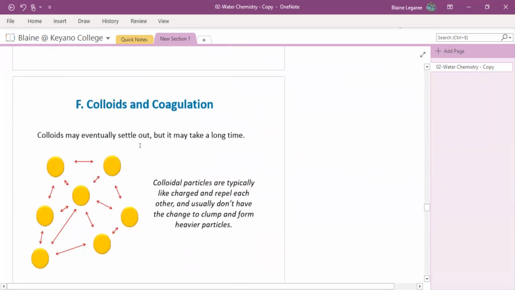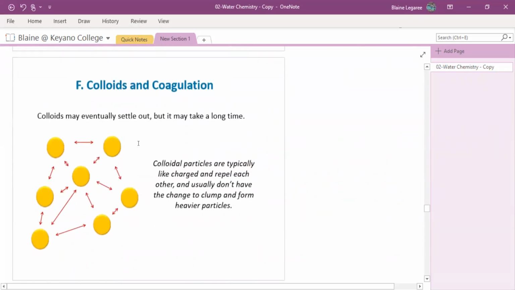A lot of these colloids, and particularly clay particles, don't settle out very easily because they all have similar charges. They have negative charges, and negative charges repel negative charges, of course, and so they don't settle out very well. And so there's a process for removing that. It's called coagulation. We're going to talk about coagulation when we get to water treatment, and that will be a little bit later on in the semester.